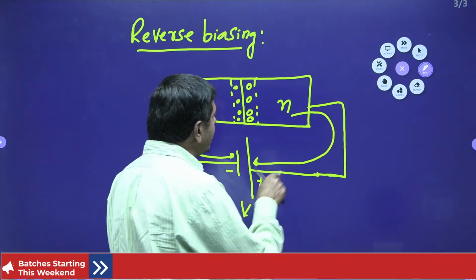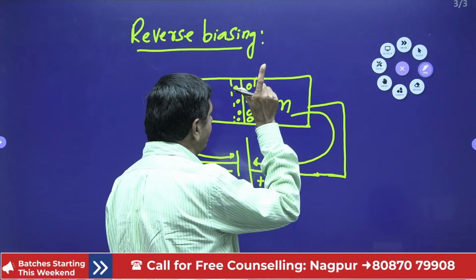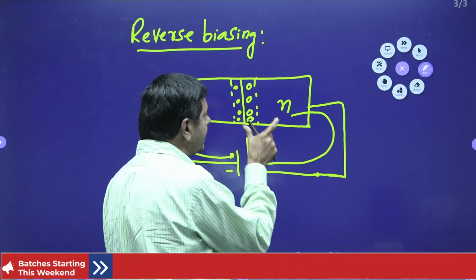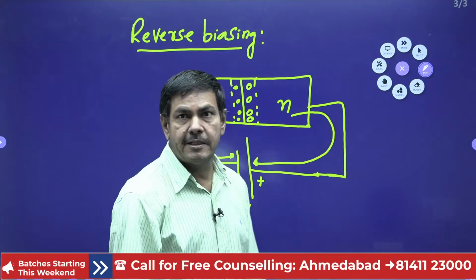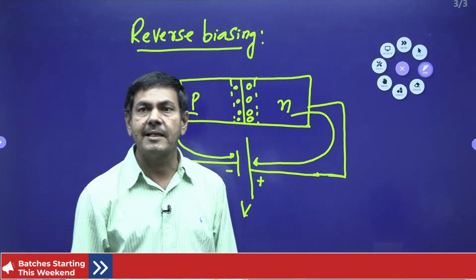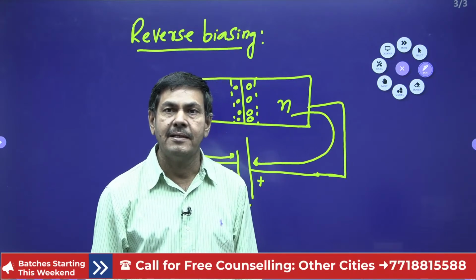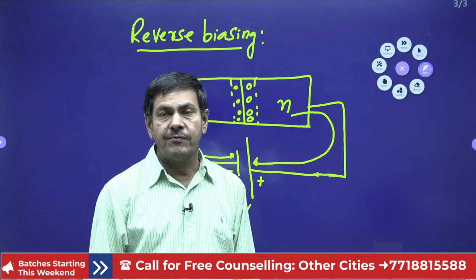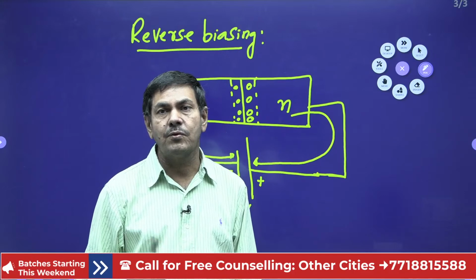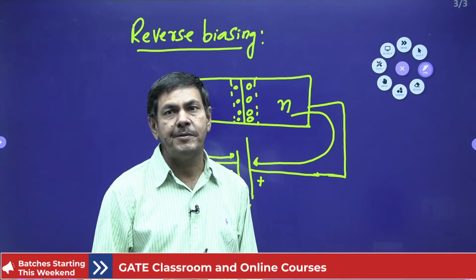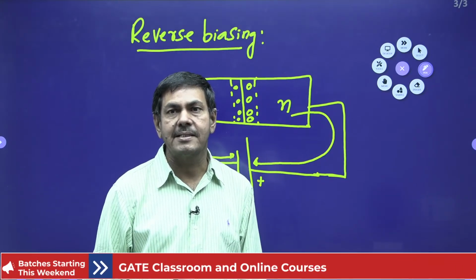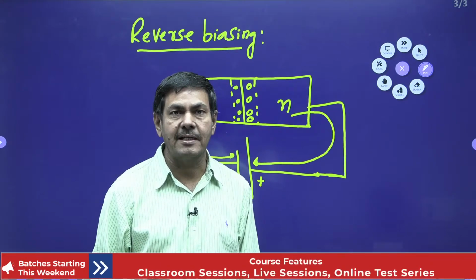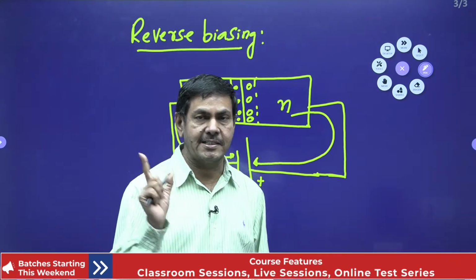But because of reverse biasing, some current will flow. That means when the depletion layer increases, the built-in potential increases and the electric field intensity increases, then minority carriers flow from N to P and P to N. In that case, some reverse saturation current flows in the reverse biasing circuit.